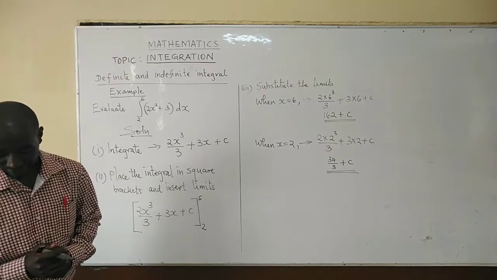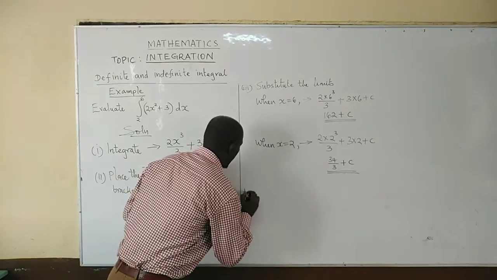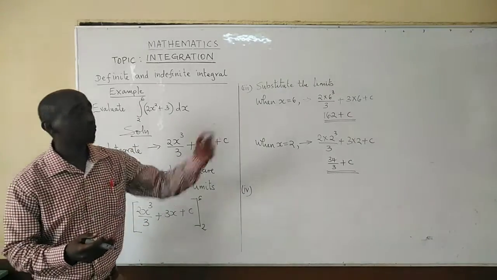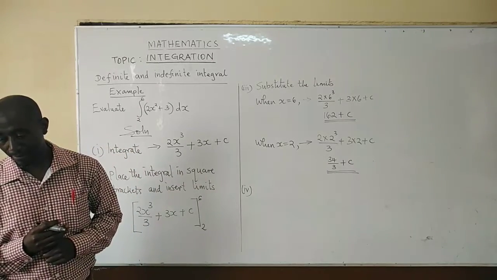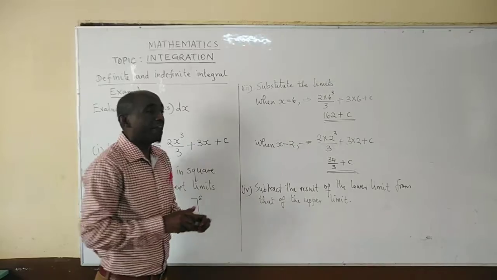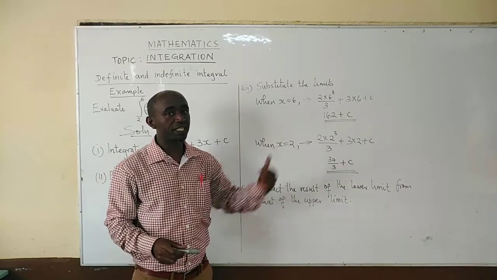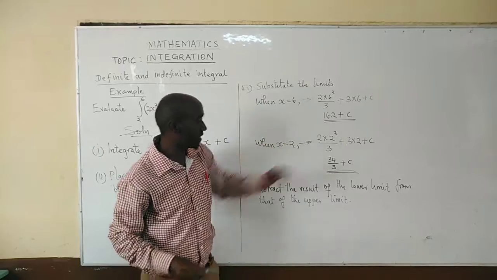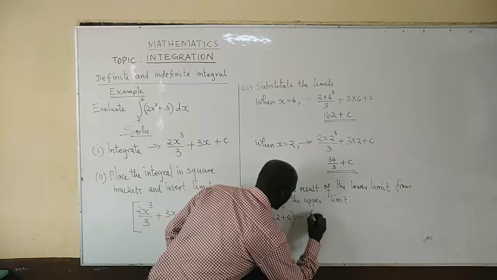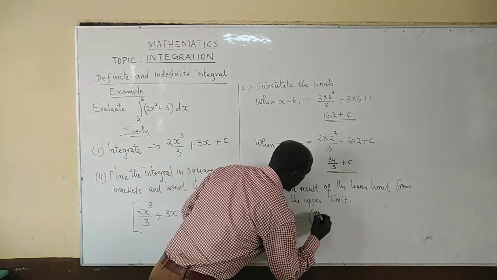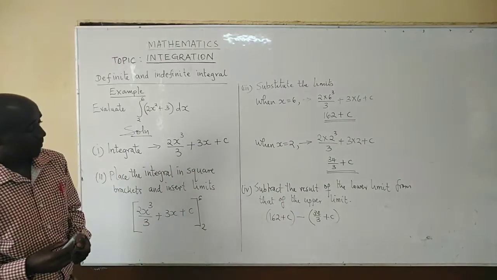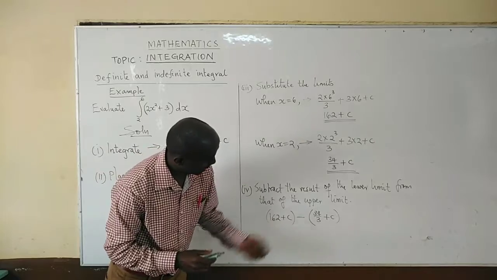What do we do next, my dear learner? The next step, step number 4: you subtract the two results. You subtract the value of the lower limit from that of the upper limit. So meaning, subtract this minus this. That is 162 plus c minus 34 over 3 plus c. 34 over 3 can also be written as 11 and a third.